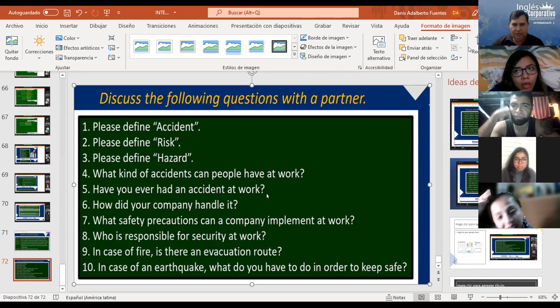Yes. Yes, we have. Okay. Is a map. A map for the first or the principal door? Yes.